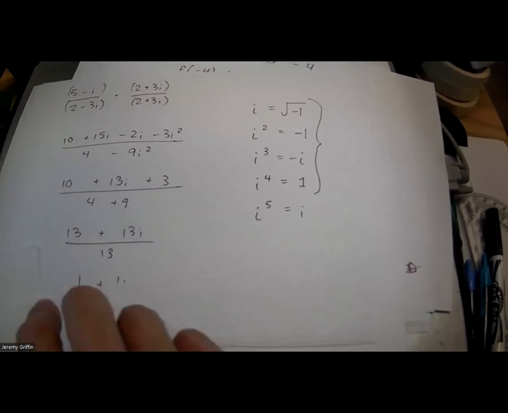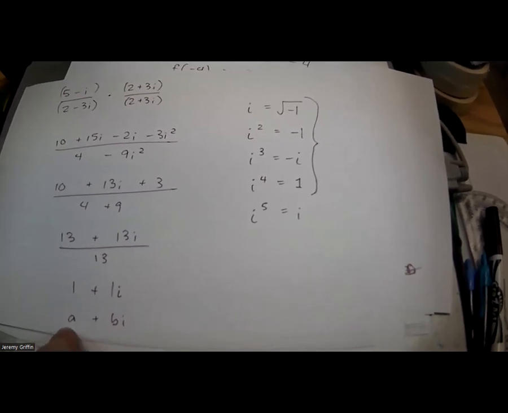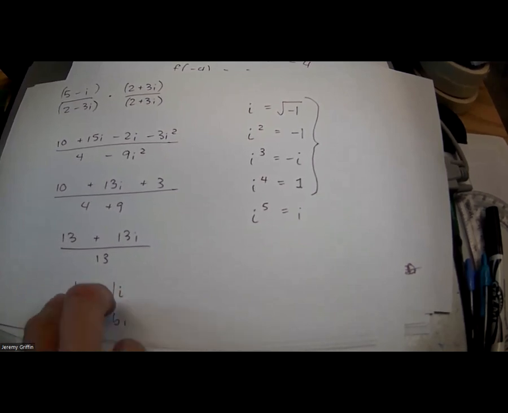So now this is in the complex form a plus bi. They ask what is a, but I guess a and b are both the same thing. They're both 1, right?